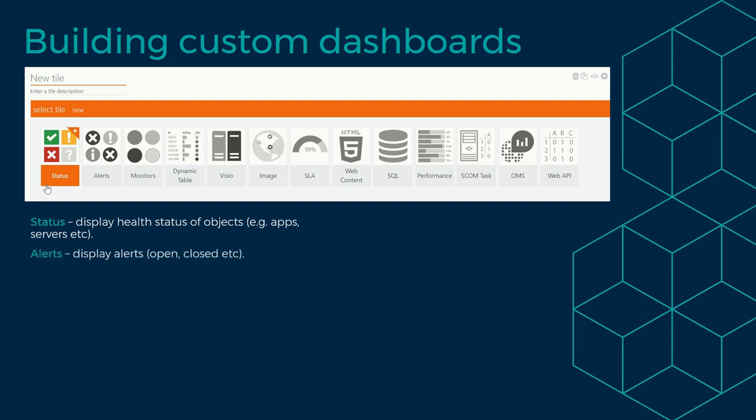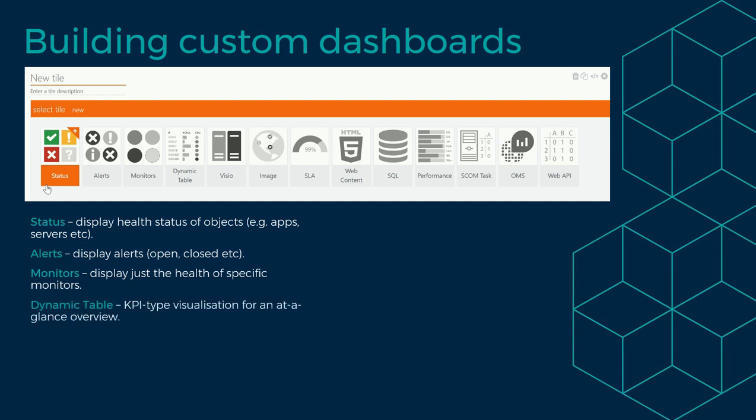Nothing too complicated there. Alerts, again, pretty straightforward. Put your alerts on a dashboard, open alerts, closed alerts, and so on. Monitors can be a bit more interesting. This is useful if you're less interested in the overall state of a specific object, but in the health of individual monitors. So you're not worried about some low-level alert which turns your server yellow or red. It's only if there's a specific issue with a specific monitor that you want to see that on a dashboard, and you can do that using monitors.